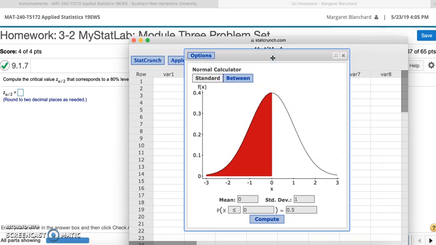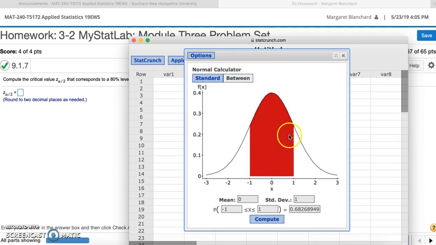Remember, in this module, we're going through confidence intervals, which means we're looking for the area in between two critical values. We're looking for those critical values. So we're going to click on between. So you see now it shows us that shaded area in between two values. So here it's got between -1 and 1.